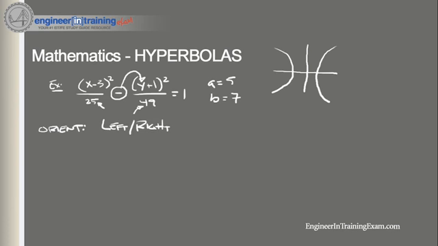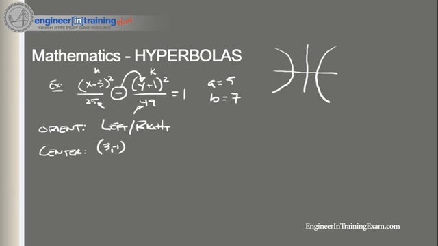So we can also see that the center of this hyperbola is going to be located at 3, 1, because we know this is h and we know this is k. So it's going to be located at 3, sorry, not 3, 1, 3, negative 1.